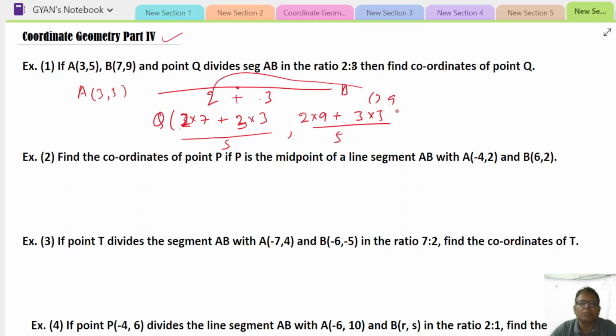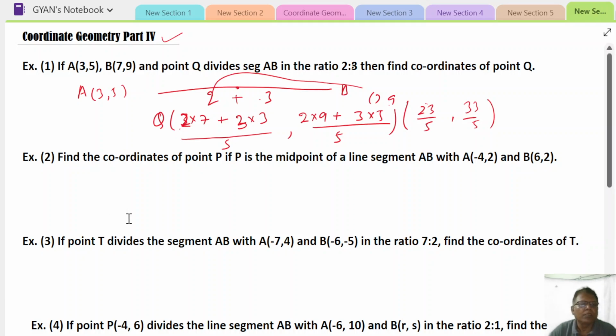So the x coordinate is 14 plus 9, that is 23, so 23 by 5, and here 18 plus 15, so that is 33, 33 by 5. So this will be the answer.